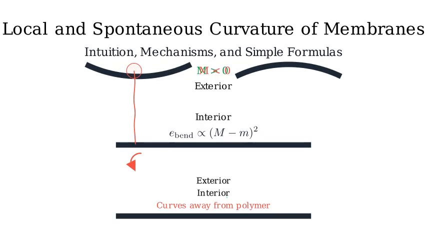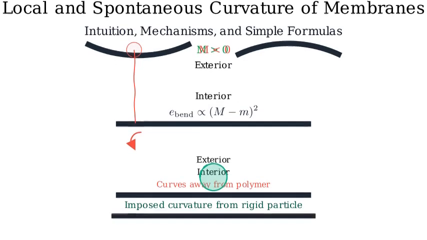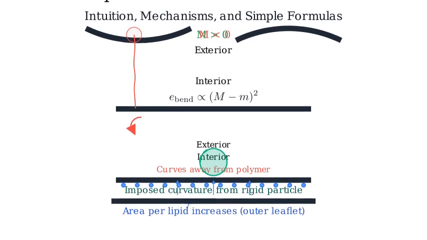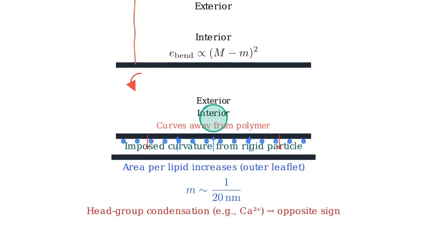A rigid, adhesive nanoparticle partially engulfed by the membrane directly imposes its surface curvature. If the particle is much larger than the membrane thickness, the membrane wraps and locally matches the particle's curvature. Even very small adhesive solutes, with sizes below 1 nanometer, can generate large, spontaneous curvatures. Simulations showed they increase molecular area per lipid on one leaflet, producing curvatures as large as 1 over 20 nanometers.